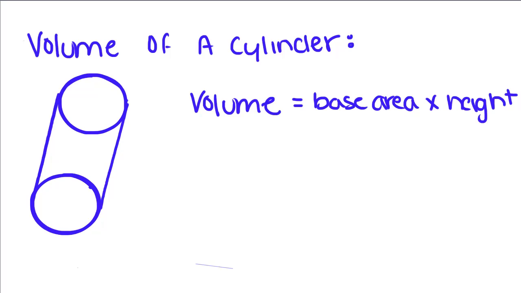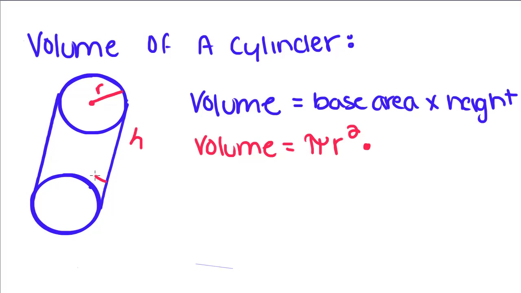Okay, so today we're going to learn how to find the volume of a cylinder. The volume is equal to the base area times the height. For a cylinder, each base is a circle. So that means that the volume for a cylinder is the base area, which is pi r squared, times the height, which is always perpendicular to both bases.